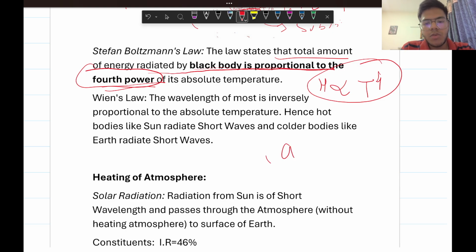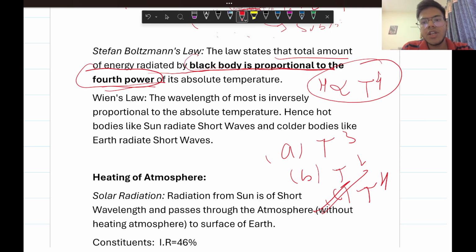So guys, you will see options like T cube, T square and T4. So you have to mark T4. The language of the question is like this: black body is proportional to the... They will give you options like T3, T2, T4. So you have to mark T4.